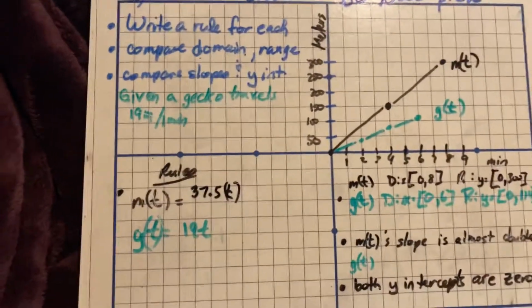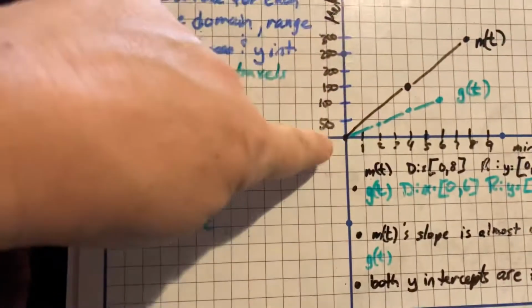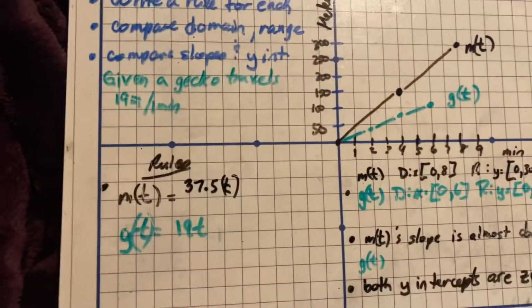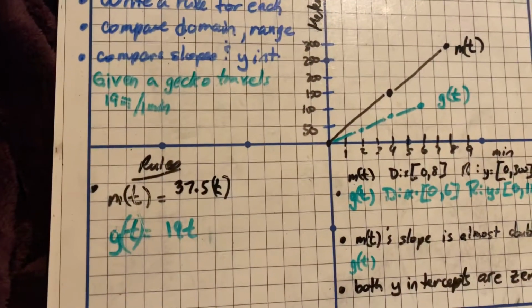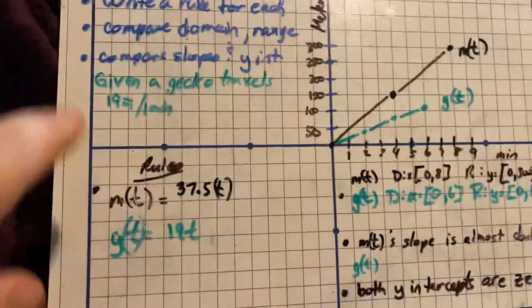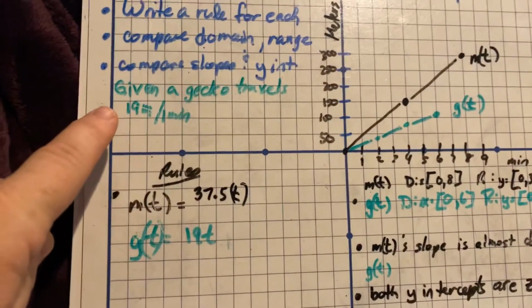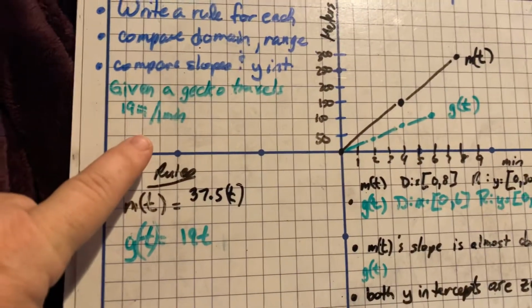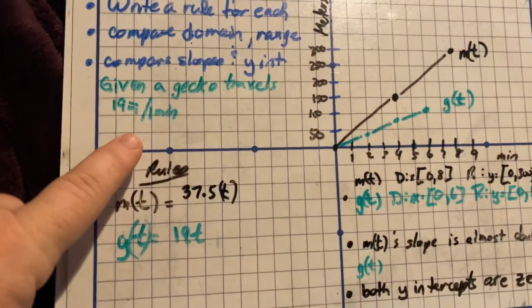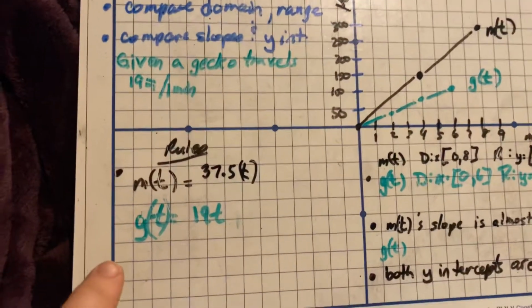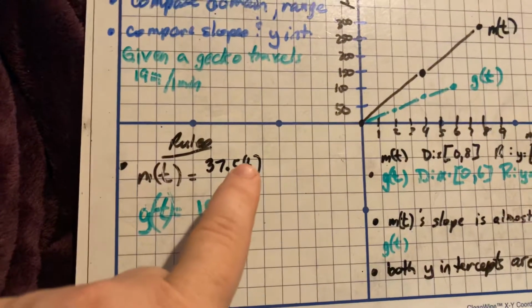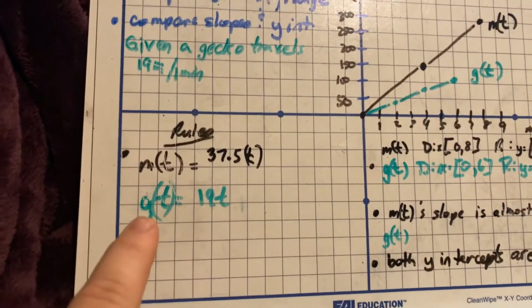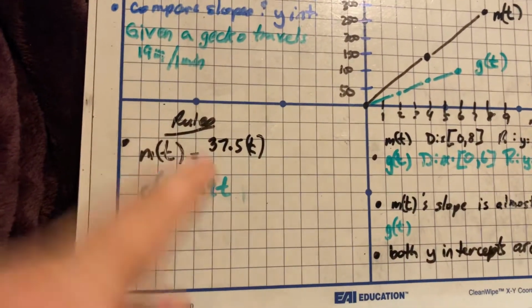So again, you're given this, which is m of t, and I've gone ahead and graphed the g of t based on the information that the gecko is traveling at a speed of 19 meters for every 1 minute. And again, that's given information. So I also set up the rule. M of t equals 37.5 t, and g of t equals 19 t.